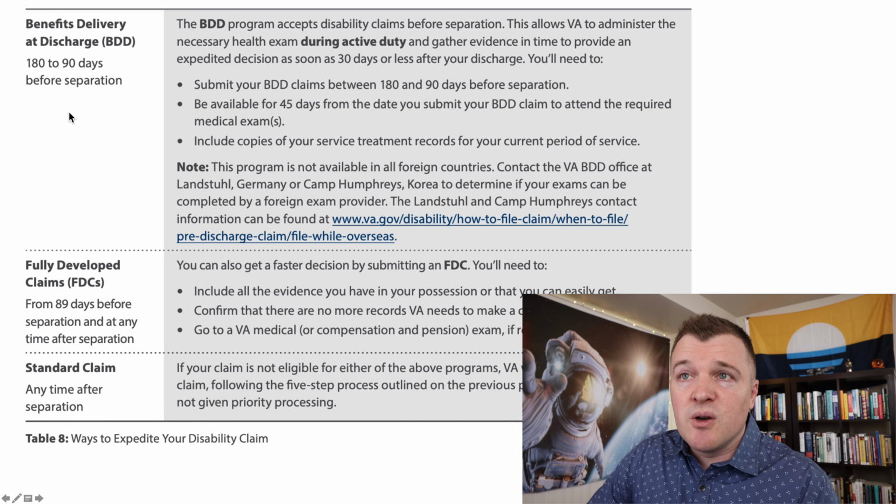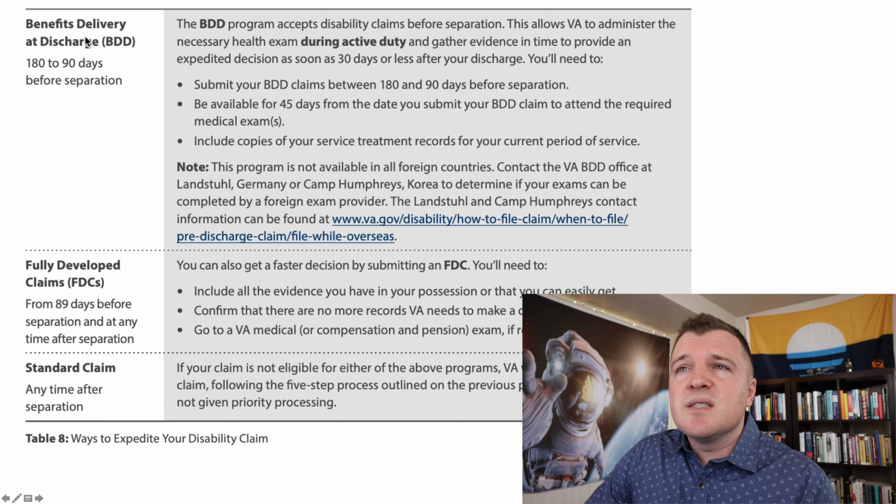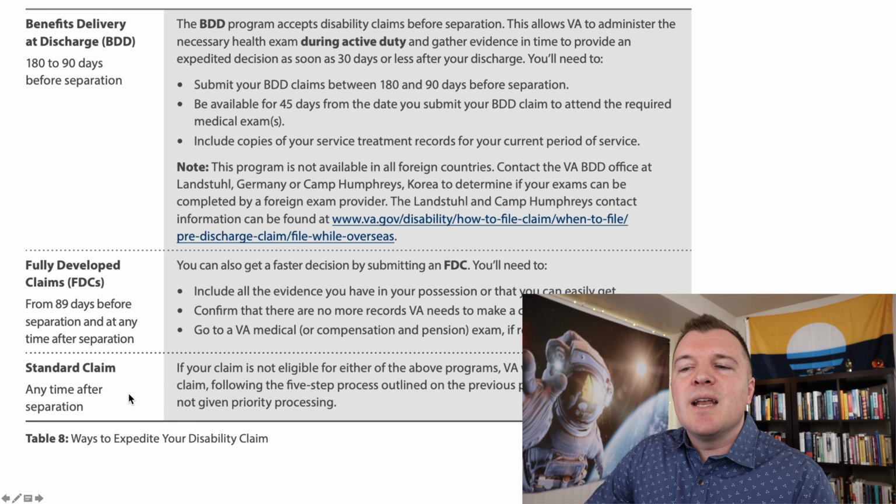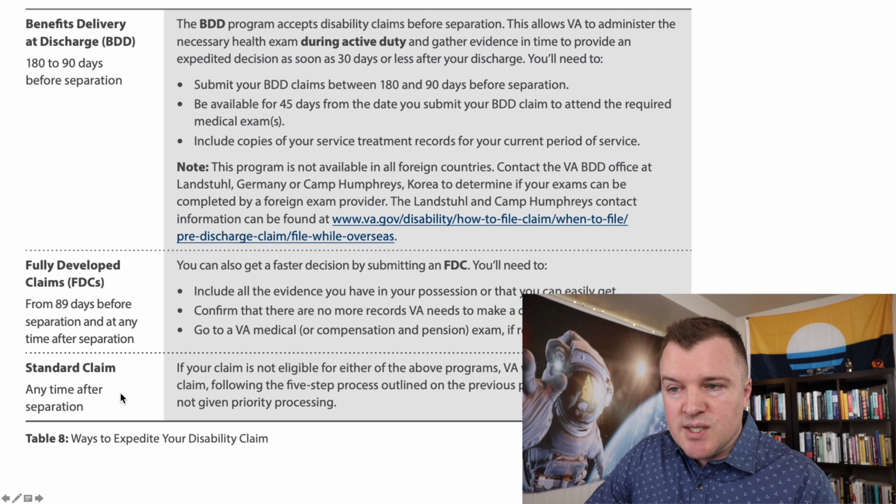So these are the 3 kinds of claim types, and these really only matter in relation to when you separate. So 180 to 90 days prior to separation, this claim process is called the benefits delivery at discharge. If it's 89 days until your day of separation, this is a fully developed claim, FDC. And any time after separation, this is a standard claim.